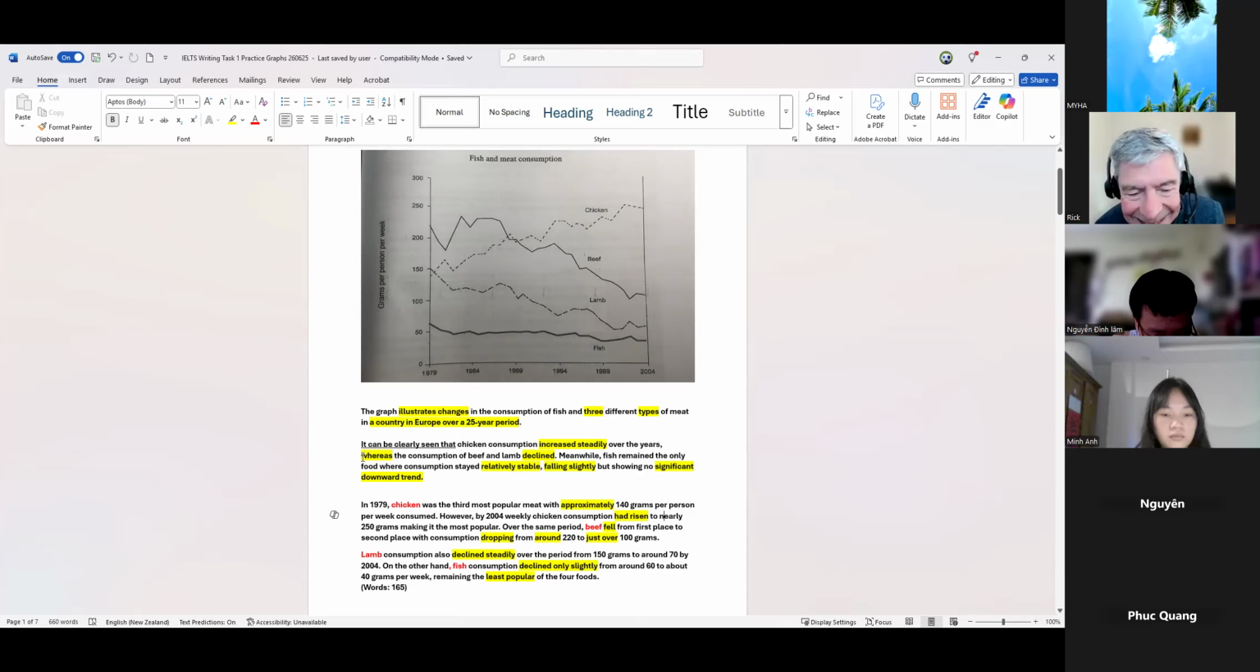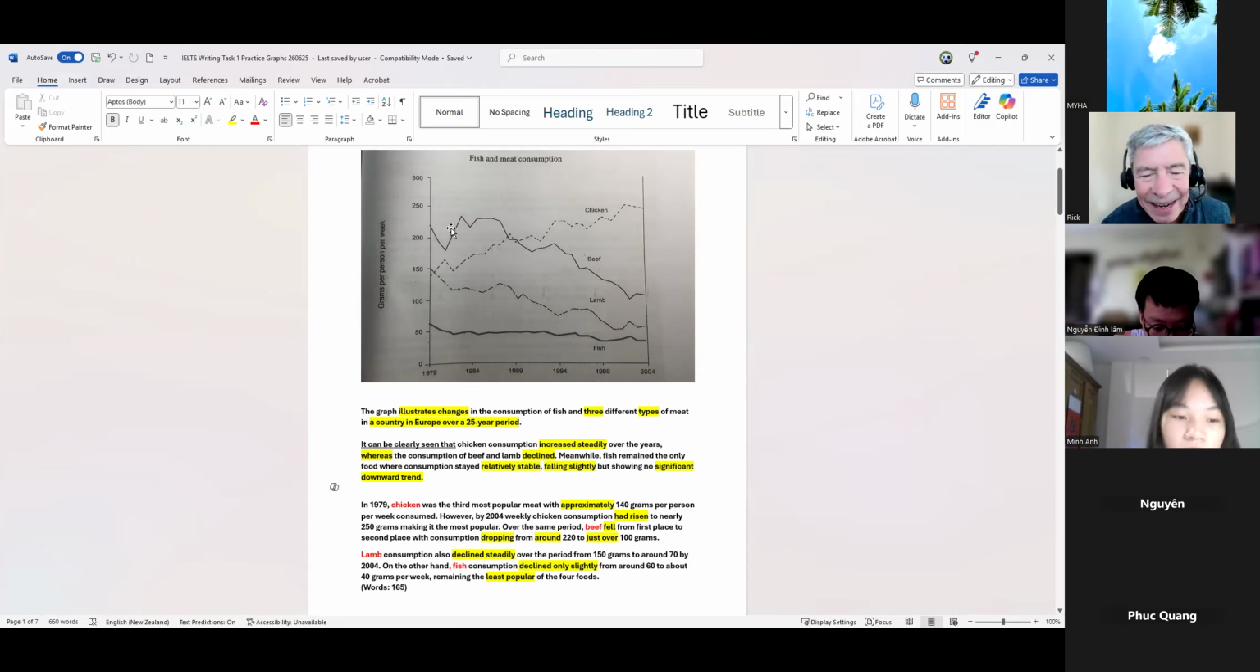Whereas, again, looking back at the overview, the consumption. Okay, consumption is just a more formal word, it means to use or eat. When you consume something, you use or eat it. Just a more formal word. Consumption of both beef here and lamb declined. Okay, declined.